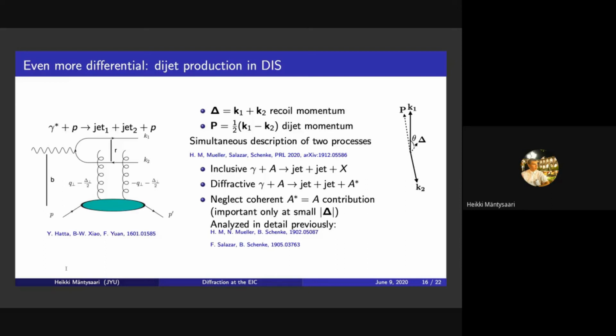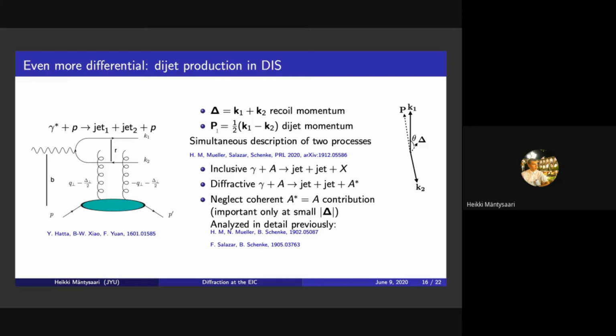So you can require that instead of a vector meson, you produce two jets. The kinematics is such that delta is the recoil momentum. So K1 and K2 are the momenta of the two jets, and delta is the recoil, so the momentum transfer to the target. And P basically measures the average z times pT.